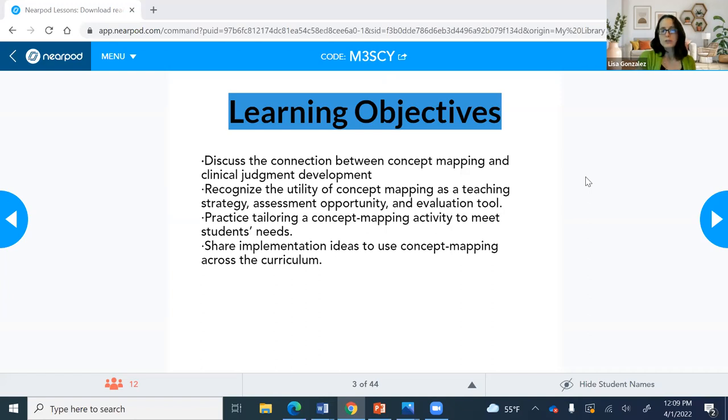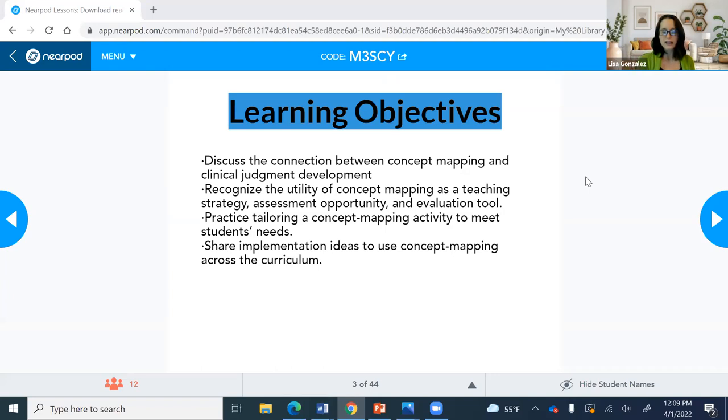So we really couldn't do the topic of concept mapping justice without talking about some of the elements of clinical judgment, because it's important that we have that conversation about clinical judgment, and then it helps us to tailor our teaching and learning strategies a little bit better. And so we're gonna talk about how the two fit together. So that's our first learning objective.